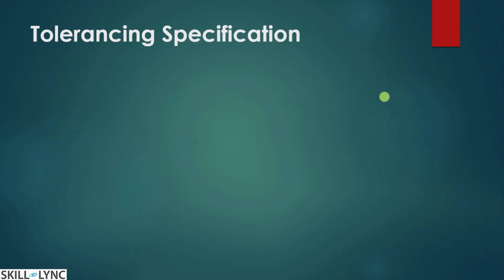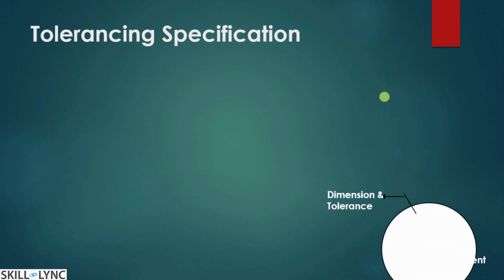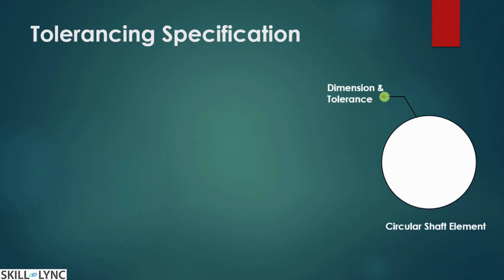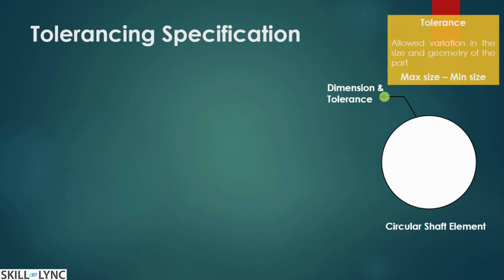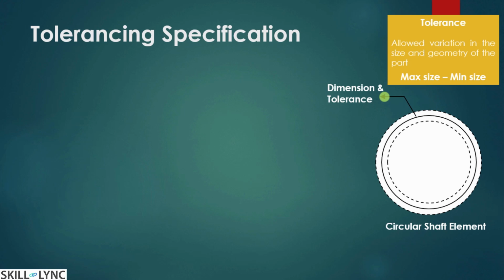So now moving forward, how do you specify this tolerance? Let's go back to this. This is a normal circular element, the base element that we are considering, wherein we have to mention the base dimension and also the tolerance. By mentioning the tolerance, you could recollect it's the allowed variation in the size or the geometry of the part. It means that we need to know the maximum permissible size and the minimum permissible size. We give a minimum boundary and also a maximum boundary to it. So this circular shaft element can lie anywhere between these two surfaces.